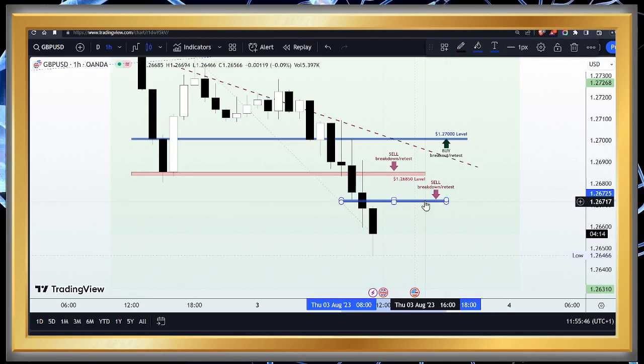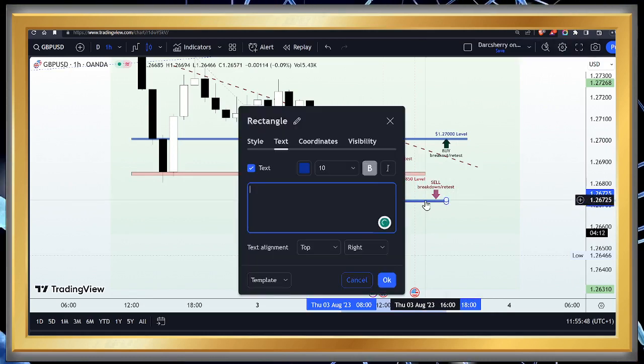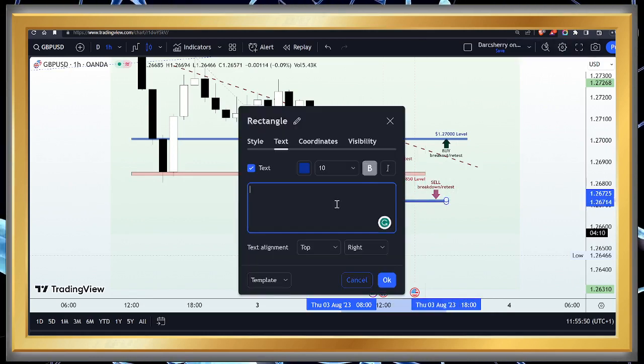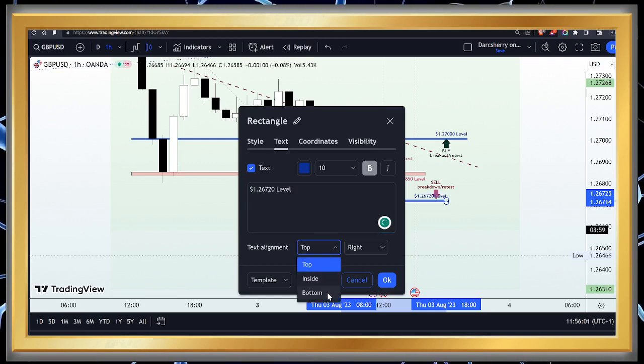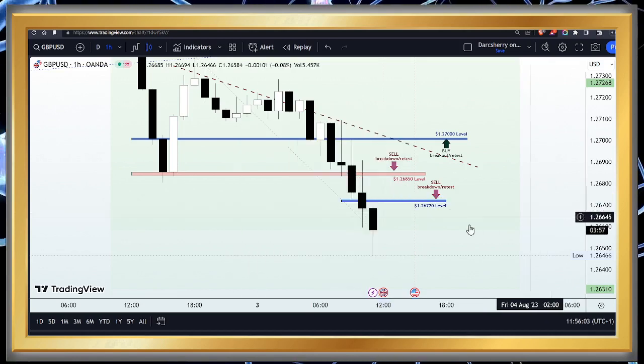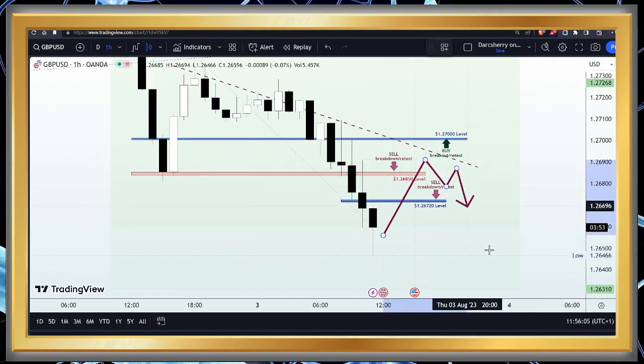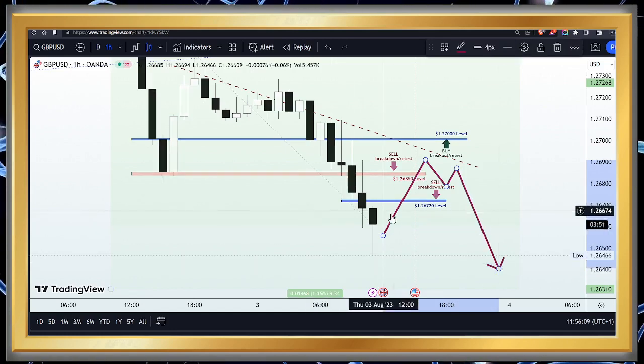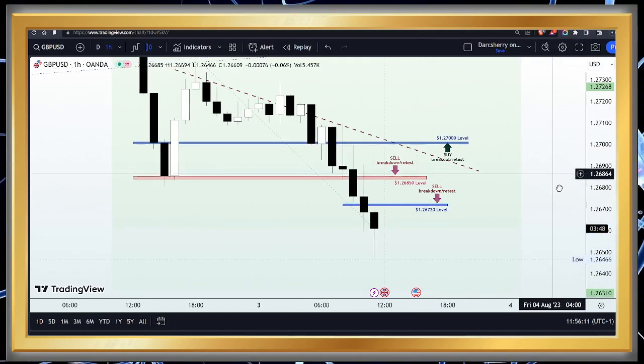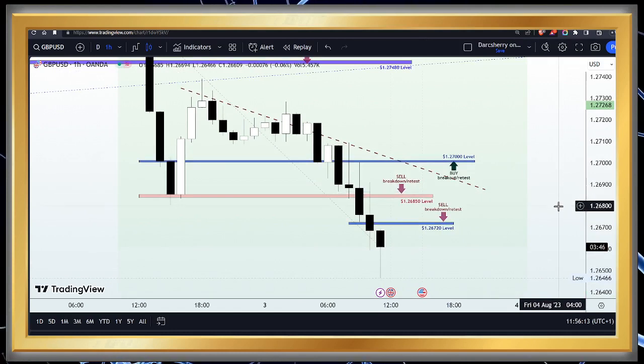So we have another level here at the 1.26720, which of course we want to be marking out on our chart, as we will be using that to guide our trading activity. That is, if price comes back to this area, retest the structure, a further breakdown will welcome selling opportunities to the downside. So it still remains bearish at this point in time.